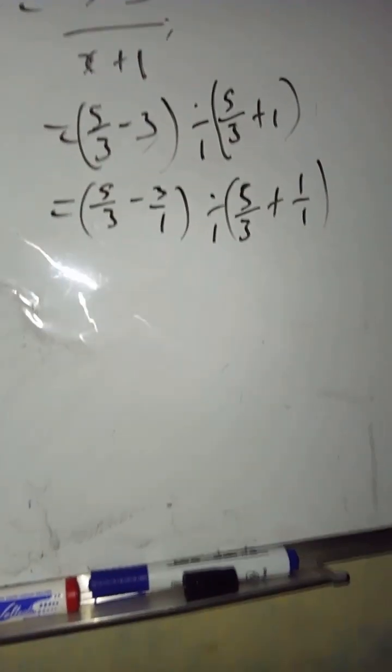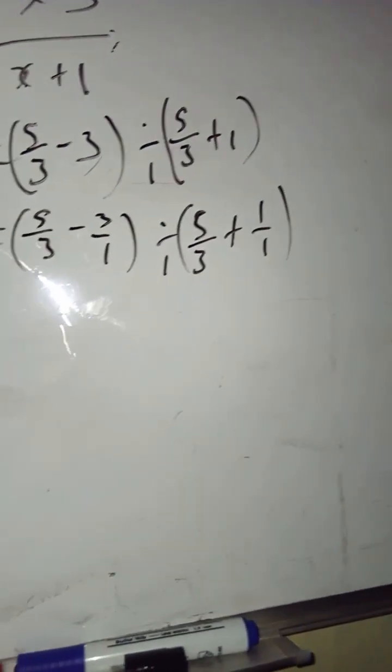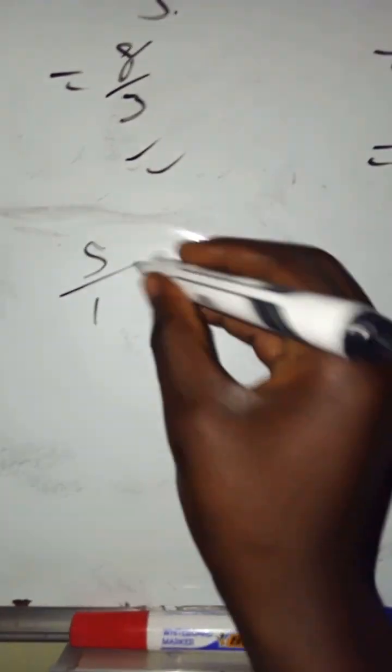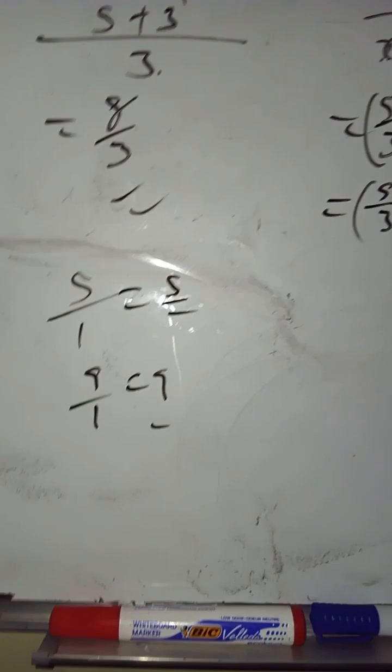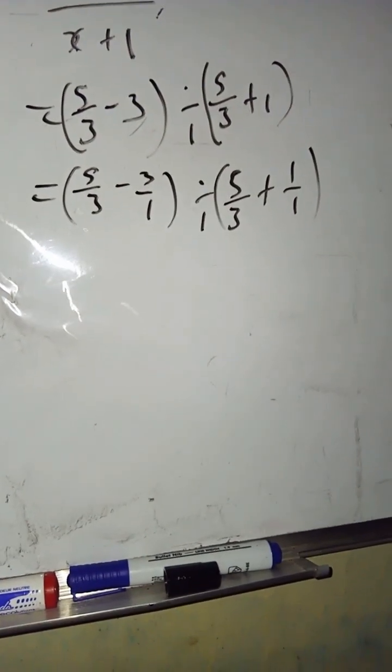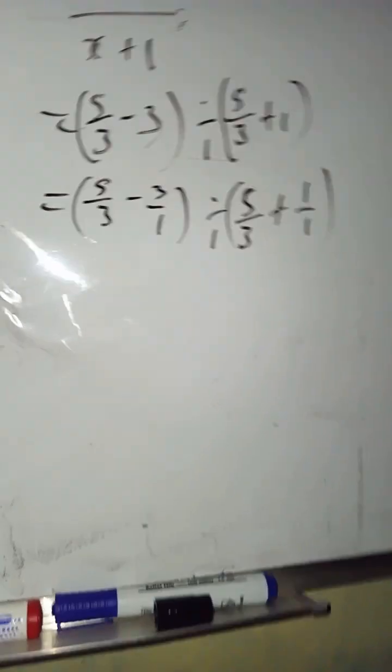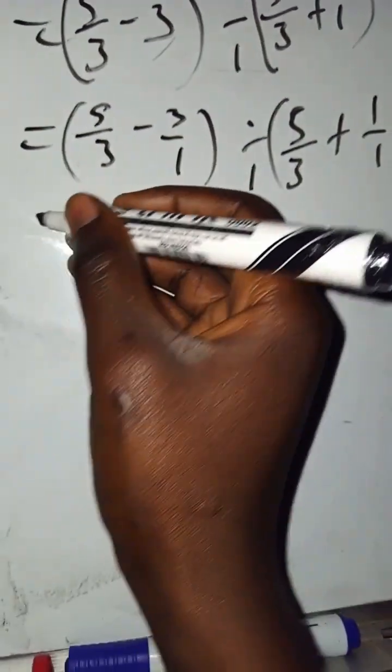Any number is as good as that number divided by 1, because nothing will change. For instance, if I have 5 over 1, that is 5. 9 over 1, that is 9. Therefore, we say any number divided by 1 is equated to the number itself. Nothing changes.